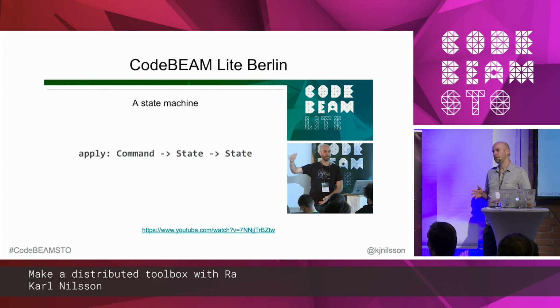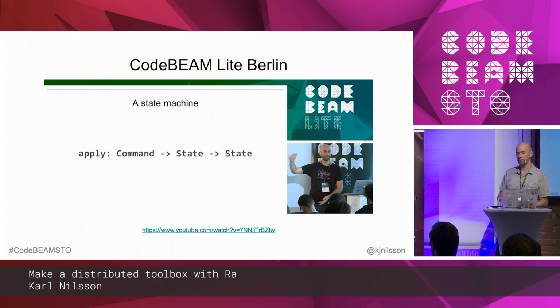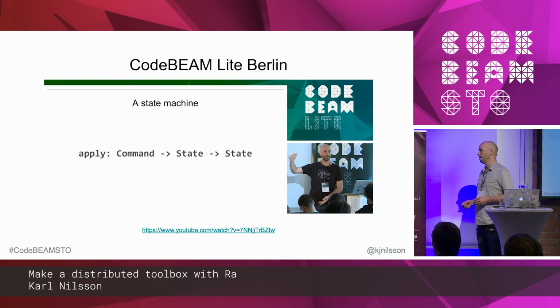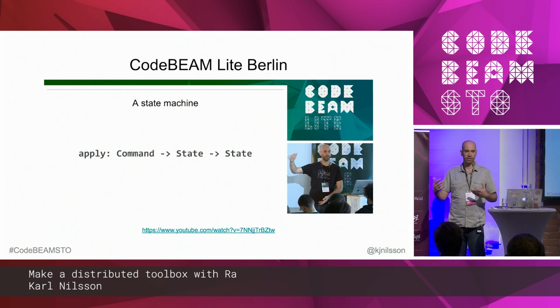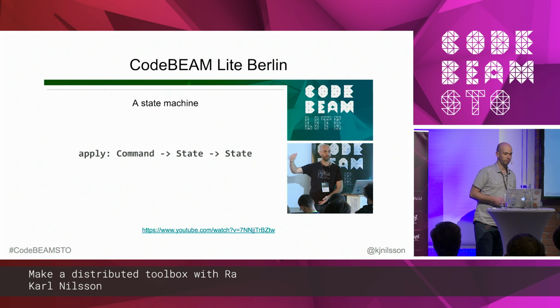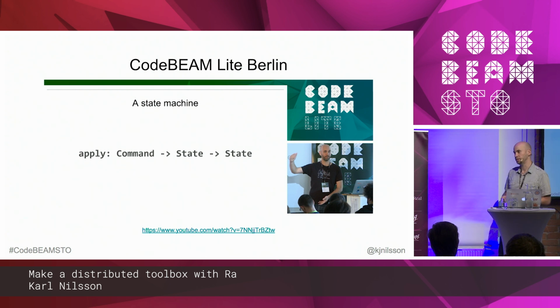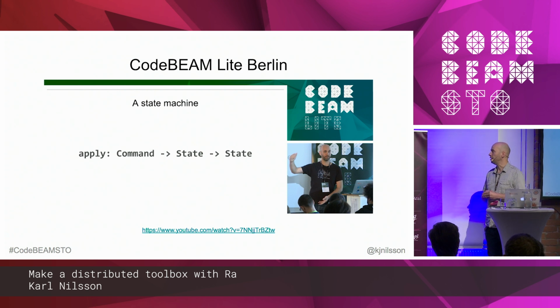So this talk is really like a version 2 or a sequel of a talk I did at CodeBEAM Lite Berlin last year, where I showed the RA library, showed how it behaves when nodes are killed, to try to get a little bit of a feel for how it works in the real world. But with a very simple example. This talk is not going to do that. I'm not going to do a demo like that. This talk is more going to be about writing something a little bit more interesting using the RA library, or maybe possibly more useful.